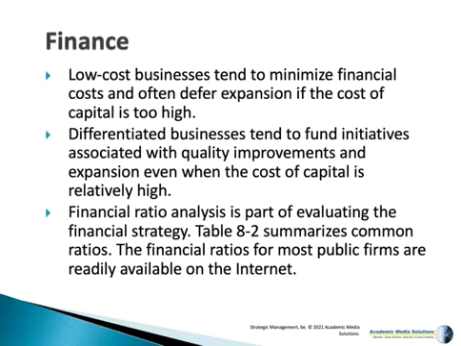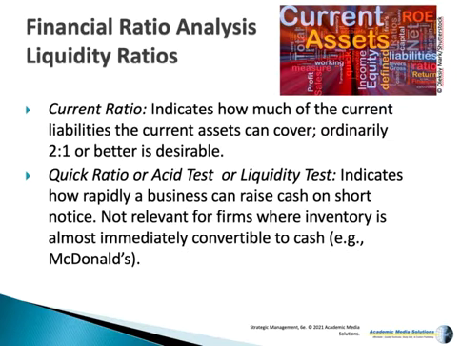Now, the financial ratio analysis is part of evaluating the financial strategy. Table 8.2 in your text summarizes many of the common ratios, and these ratios for most public firms are readily available on the internet. Now, just as a side comment, when you search for them and you look at ratios, sometimes you get different lists, different calculations. That's understood, but the ratios that you see in the table tend to be the ones that you find published online. Well, what are some examples of these ratios here?